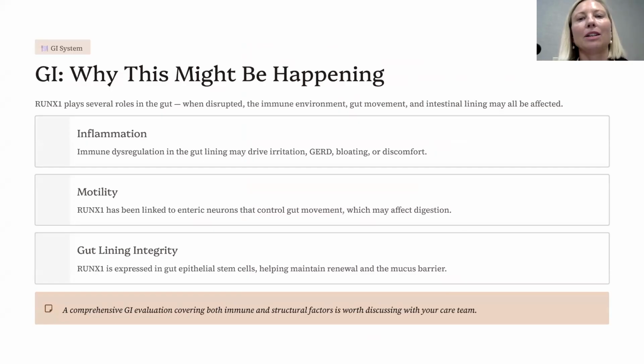Well, the gut is the largest immune organ in the body. So changes in immune signaling can lead to inflammation. And at the same time, RUNX1 appears to be playing a central role in the nerves that control the gut movement. So that also makes sense when people are struggling with constipation, because you need gut motility, gut movement to move things along. It's also active in cells that maintain the gut lining, so including those that produce mucus, which protects the gut. So when you put all this together, again, it might help explain symptoms like reflux, constipation, and any kind of discomfort.